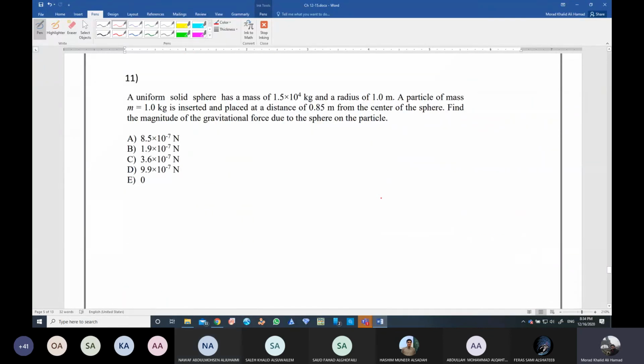One more question, يا شباب. A uniform solid sphere has a mass of 1.5 10 to the power 4 kilogram and a radius of 1 meter. A particle of mass 1 kilogram is inserted and placed at a distance of 0.85 meter from the center of the sphere, which means that I have a solid sphere with radius 1 meter, and we have another particle centered here at 0.85, and this is 1 meter.